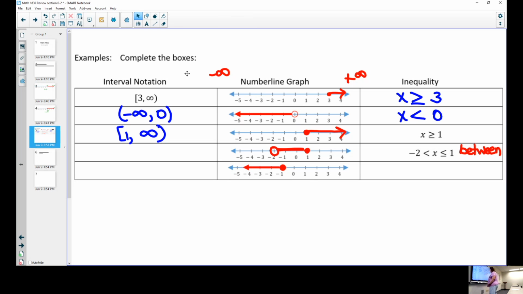And we've done it. That makes the interval notation really easy because that means you're going from -2 to 1. And the -2 is open, so it gets the parentheses. The 1 is closed, so it gets the bracket.